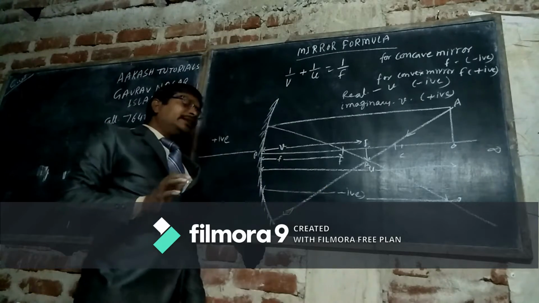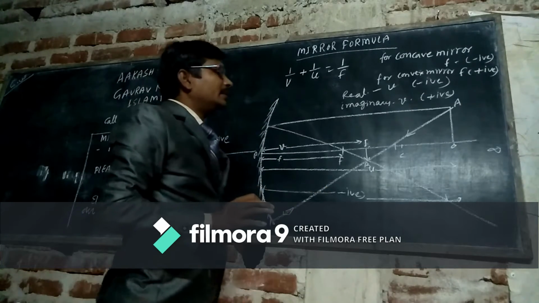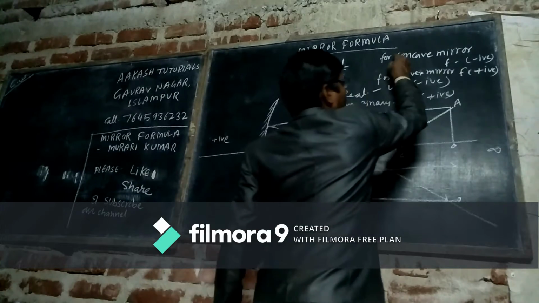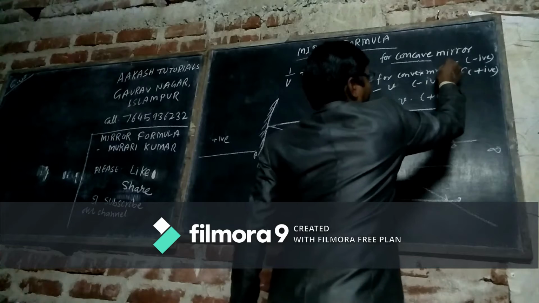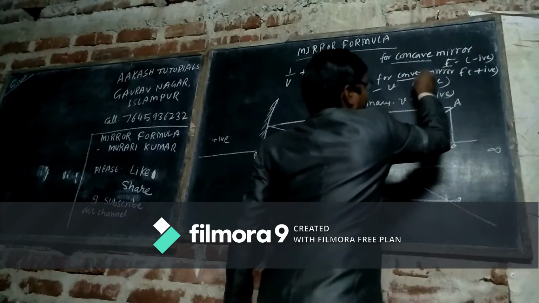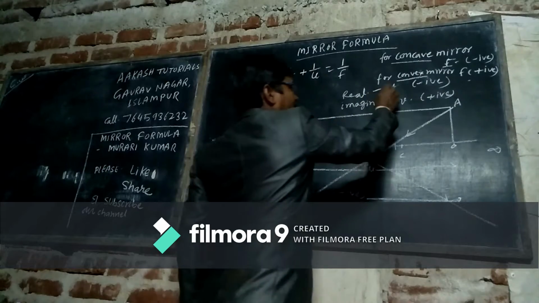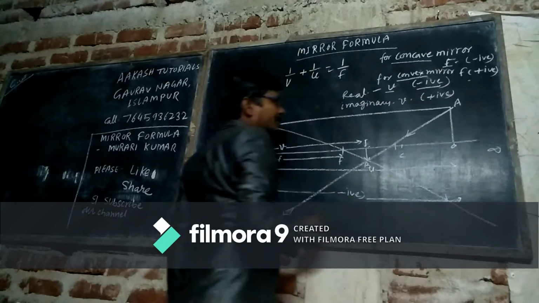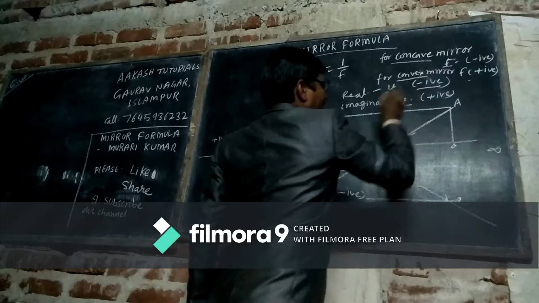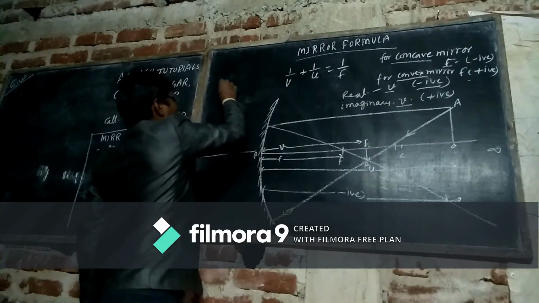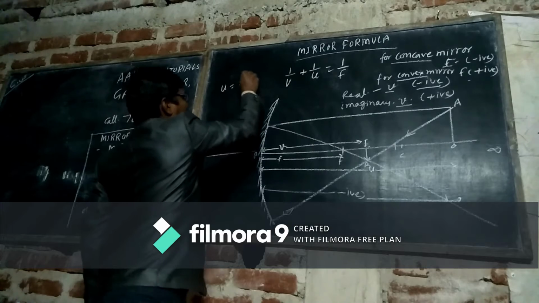Here in the question about the mirror, it will be clearly mentioned whether the mirror is concave or convex. Had the mirror been concave, focal length will be negative. Had the mirror been convex, focal length will be positive. If the image formed is real, V will be negative, and if the image is imaginary, V will be positive. And U will always be negative.